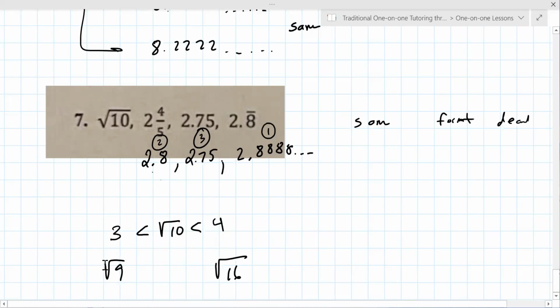Okay, I was thinking like the other thing. Yeah, so the square root of 9 is 3, and the square root of 16 is 4. All right. So 3 and 4. So the square root of 10 falls between 3 and 4. So how does that compare to these other numbers up here? Well, it's bigger than all of them. Do you see that? Yeah. Because the square root of 10 must be bigger than 3. So the square root of 10 is the largest, then 2.8 bar, then 2 and 4/5, because that's 2.8, then 2.75. Okay. I see.